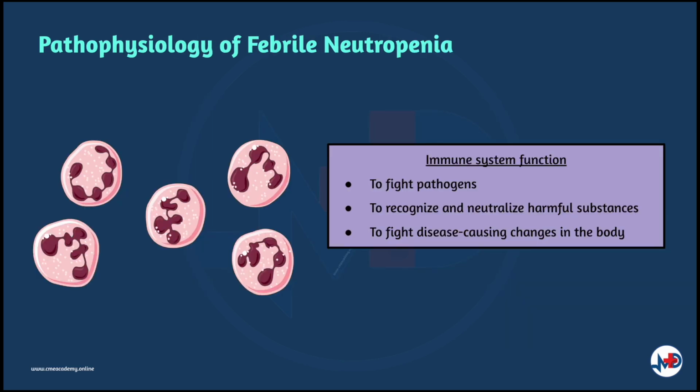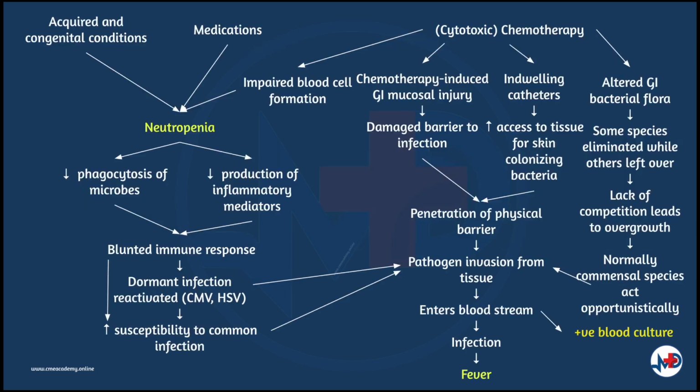The main tasks of the body's immune system are to fight pathogens like bacteria, viruses, parasites or fungi and to remove them from the body, to recognize and neutralize harmful substances from the environment, and to fight disease-causing changes in the body such as cancer cells. Neutropenic fever occurs when a neutropenic patient encounters an infectious pathogen. In this immunocompromised state, patients lose or have weakened immunity to fend off infections. The host barriers such as the mucosal lining of the GI tract or sinuses may be damaged, leaving the host open to invasion from an infectious agent.